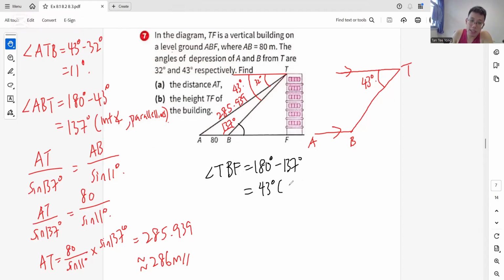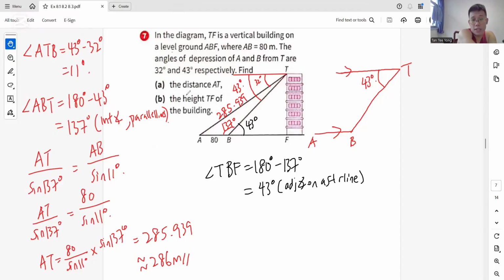And then I'm just going to say adjacent angles on a straight line. So this is 43 degrees. They want us to find TF. I'm thinking of using SOH CAH TOA, so that means I need to have one of the lengths. So let me find TB, since we have the stuff there. We can use sine rule for TB, or you can use cosine rule for TB also, no problem.